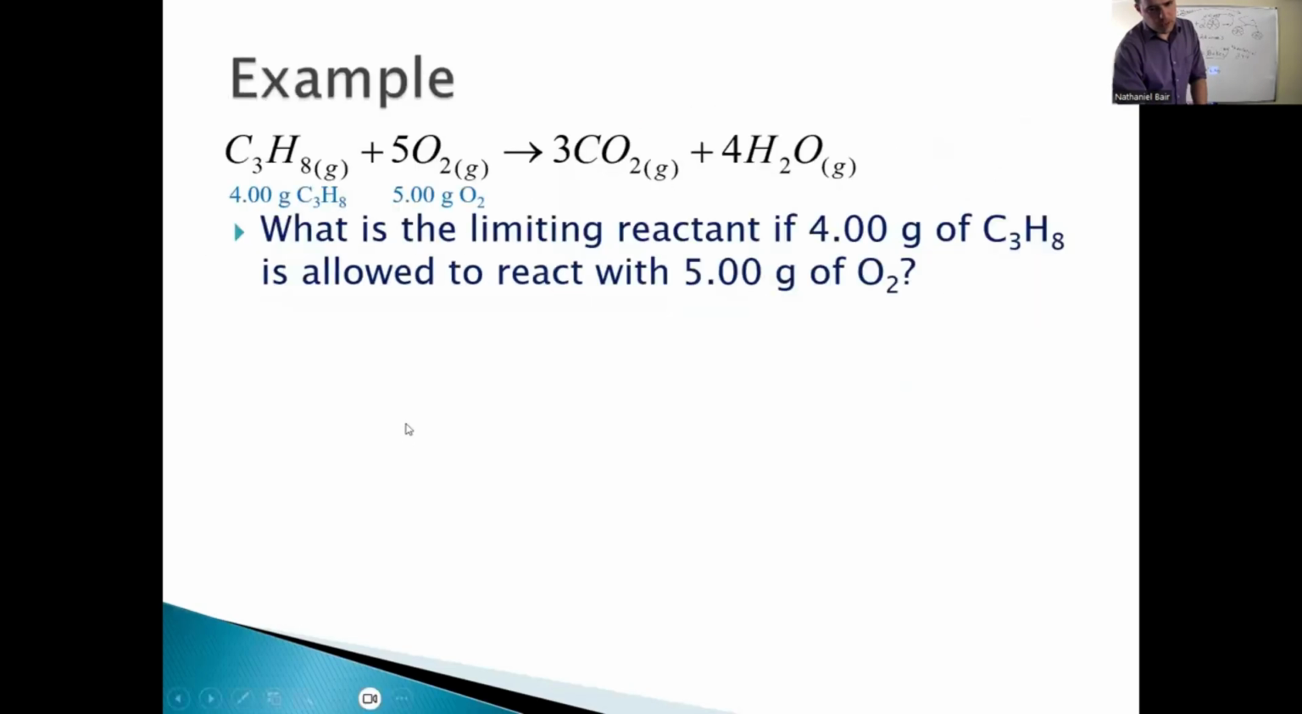Back to this problem right here. Here's what we're going to do. Now, I am not telling you what is in excess. So we got the same problem from before, but now instead of coming out and telling you the oxygen's in excess, I'm going to say we only got 5 grams of that oxygen. So give me a second here. Let me write this back up here.